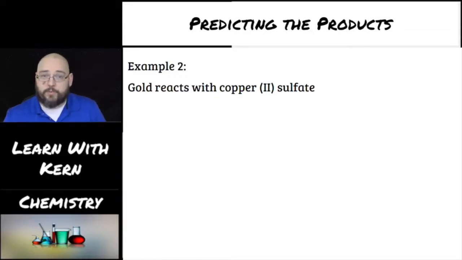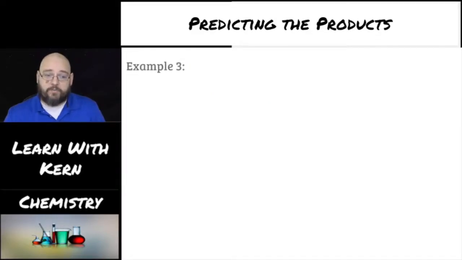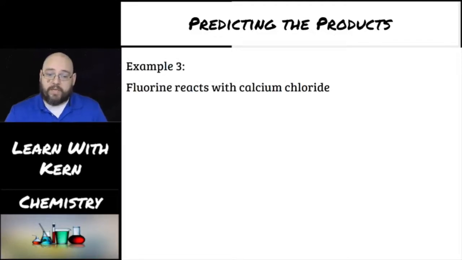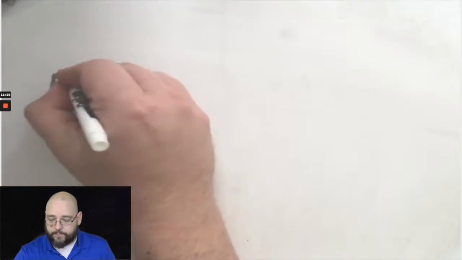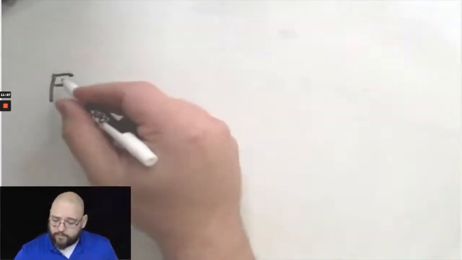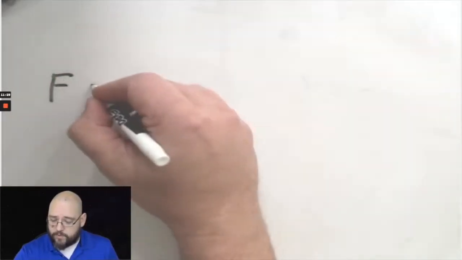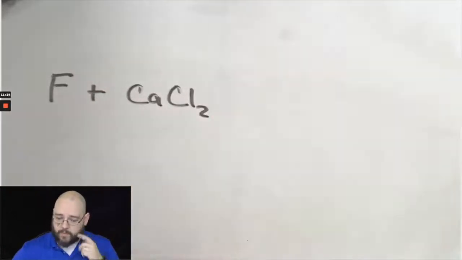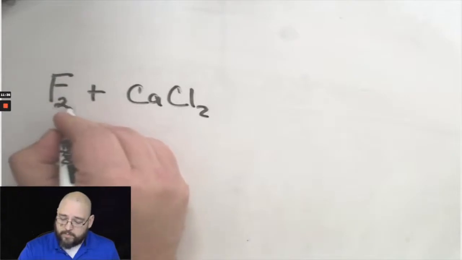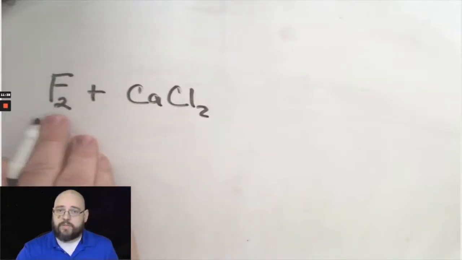You have to make sure that you pay attention and look at the activity series to see whether or not it actually can replace. Let's do another example of a single replacement, where we have fluorine react with calcium chloride. In this case, we have fluorine, and fluorine is going to react with calcium chloride. Now, fluorine is one of our Brinclhofs elements, so it's going to have a 2. It's one of the diatomics.